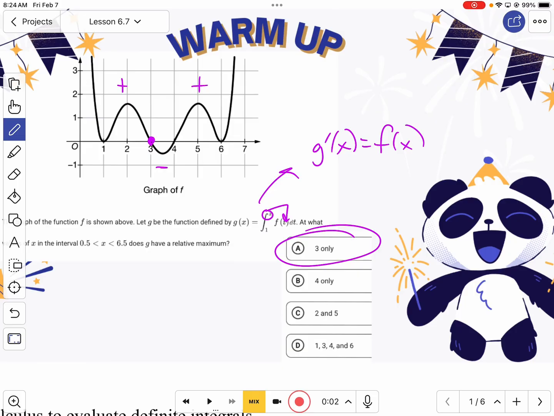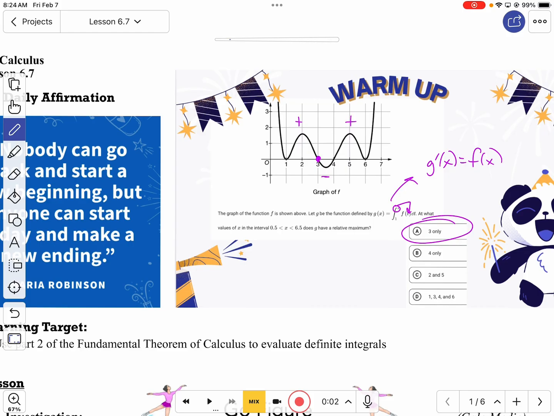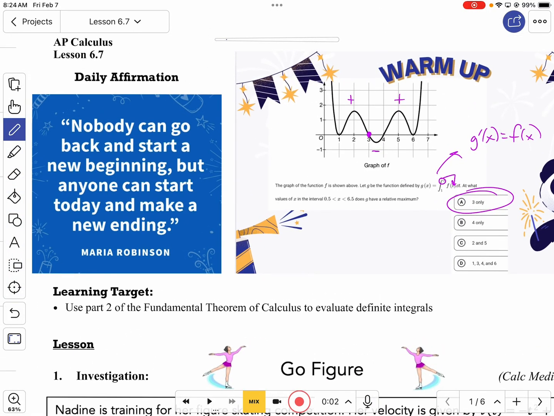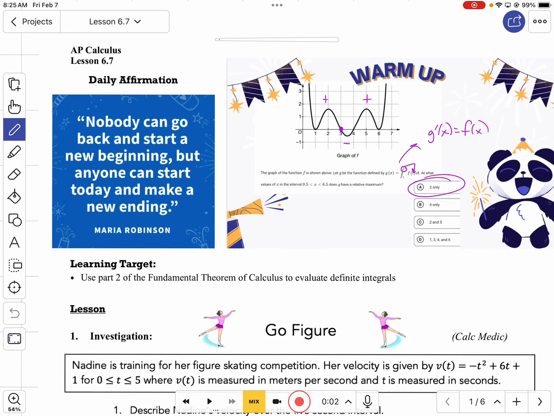Okay, alrighty. So here's your affirmation. Nobody can go back and start a new beginning, but anyone can start today and make a new ending. I like that one. Maria Robinson.